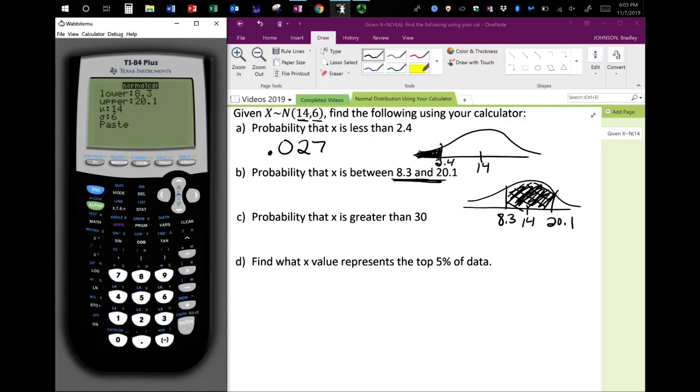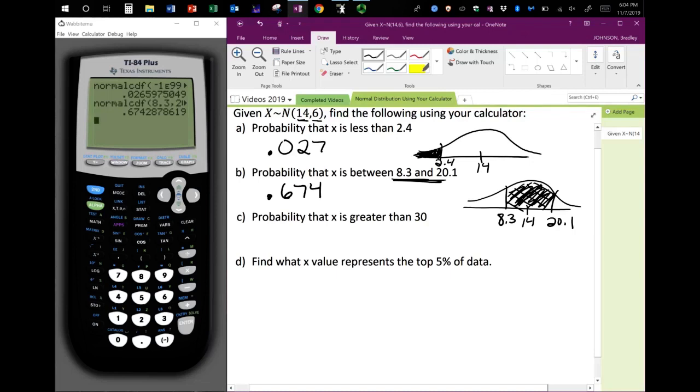And the mu and the sigma, you see how it remembers it. If you have the 83, you're just going to type it all over again, unfortunately. But 8.3 to 20.1, that's what we're looking between, mu and sigma. And when you hit enter, this would be 0.674. And as you can tell from that picture, 0.674, if you multiplied by 100, that would give you the percentage, about 67%, and you could see that that makes sense visually to you, and that's the benefit of drawing a quick little sketch, even if it's not perfectly to scale.